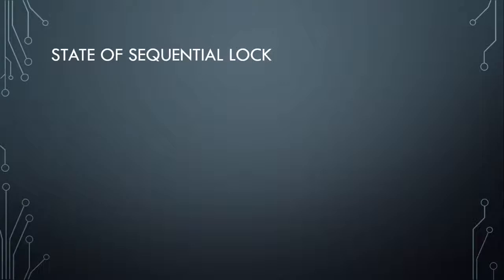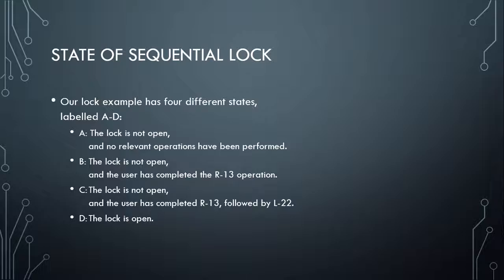Now we know what states are, but what is the state of a sequential lock? Let's say in this example our lock has 4 different states, labeled A through D. If you really want to think about it, this is a 2-bit example, and in this one we have 4 states. In state A, the lock is not open, and no relevant operations have been performed. So pretty much the lock is sitting there. Nobody's touched it.